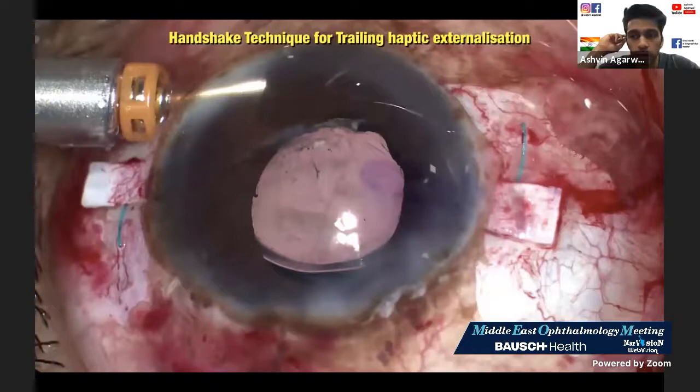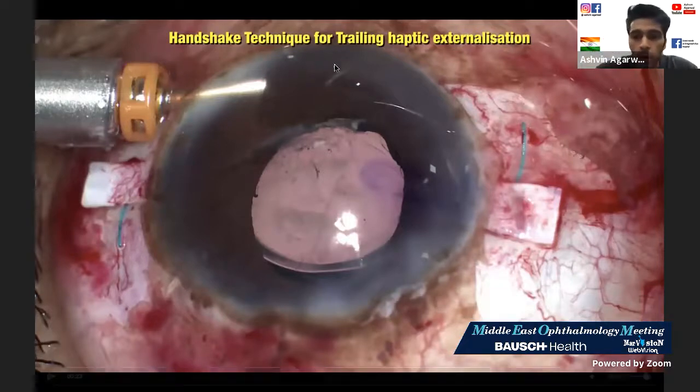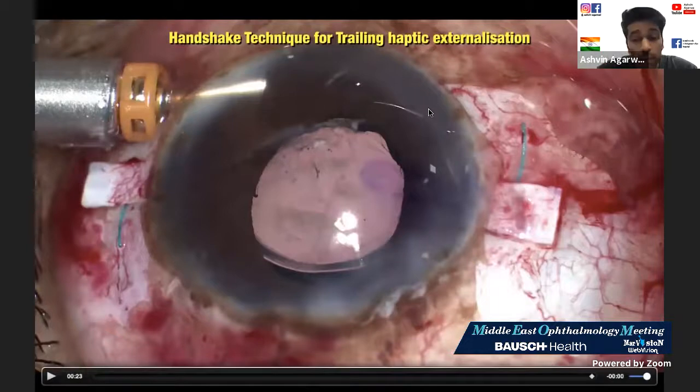What Dr. Safwan and Dr. Mohammed were saying earlier is the point here. If I went 1 millimeter, 1.5, 2 millimeters behind, my haptic would probably be even less than half of what is externalized right now. And that is what leads to dislocation. I'll show you one of those complications as well in one of my cases.